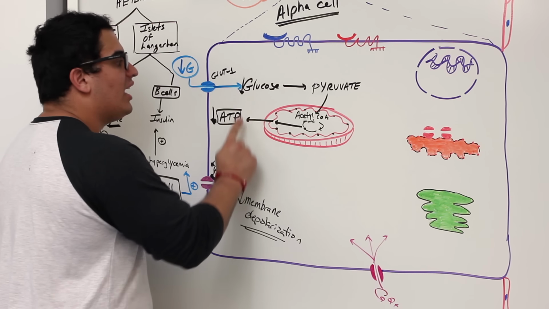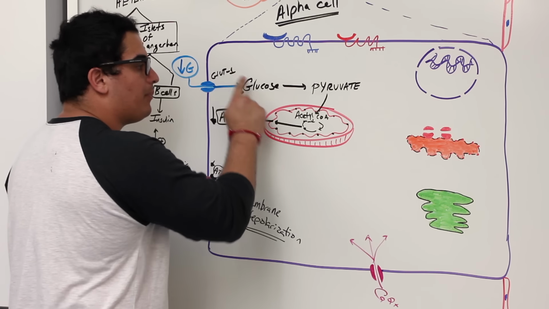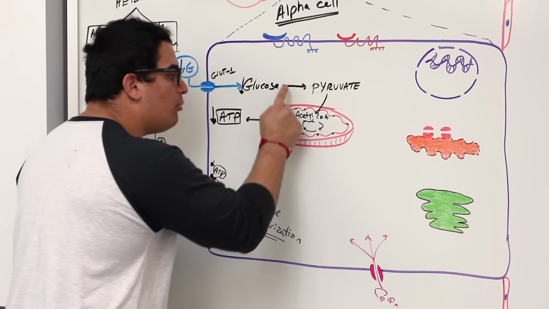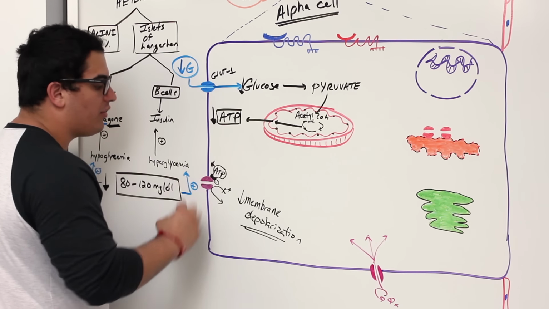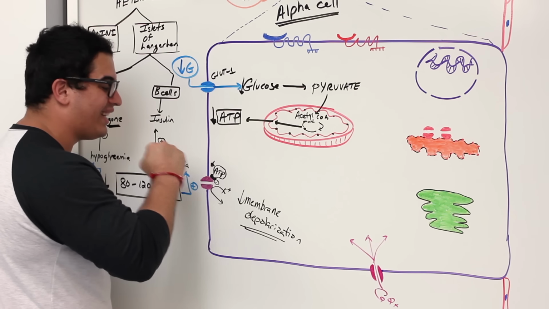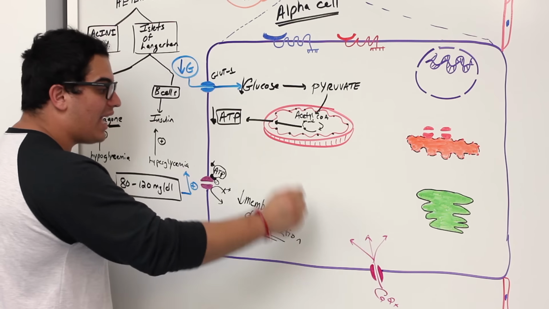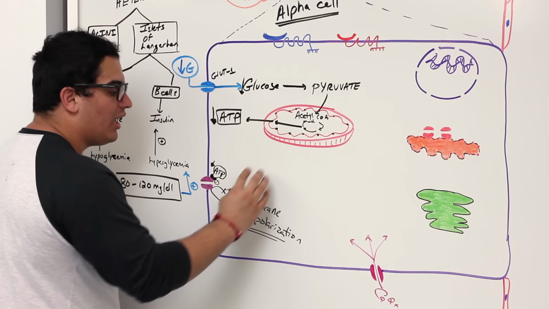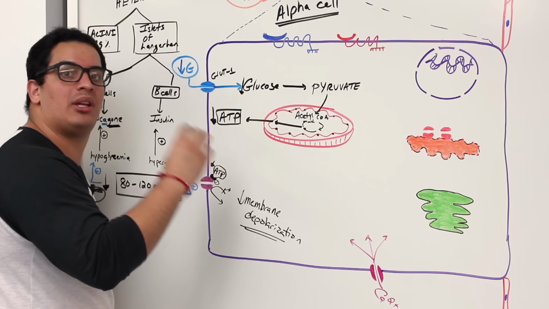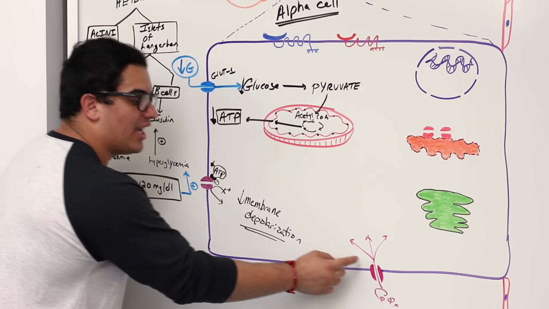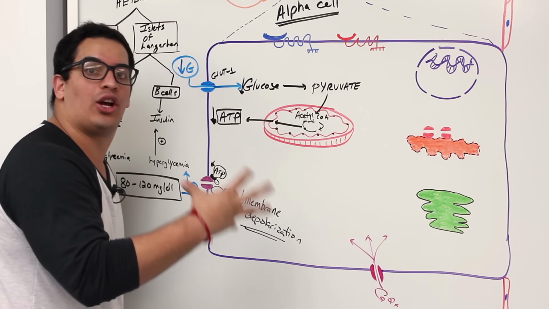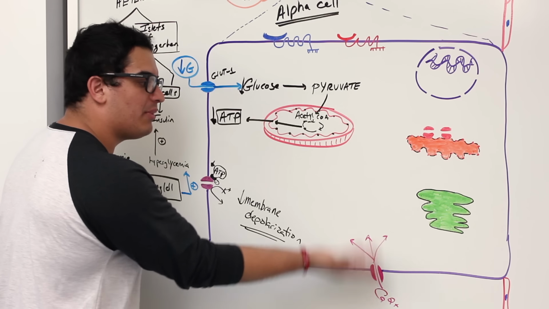Because guess what? If your glucose levels are really, really high, you make too much pyruvate, you make too much acetyl-CoA, you make too much ATP. Too much ATP is going to bind onto this and keep it closed very, very strong and tight. So then a lot of potassium is going to stay in this cell. And what's going to happen to the cell? It's going to become extremely positive. Remember what I told you. When it's really, really positive inside of the cell, guess what it does to that calcium channel? It closes it, and calcium can't come in.